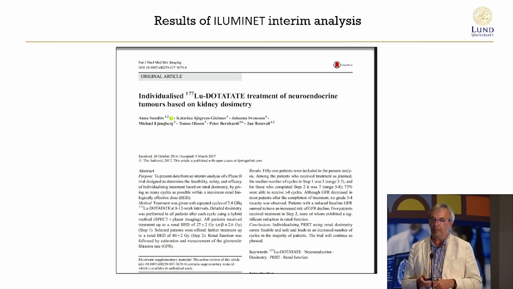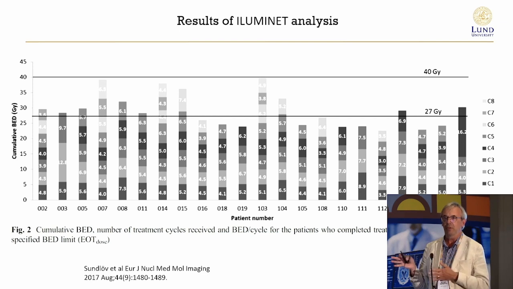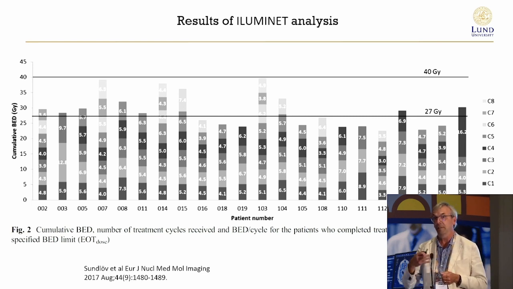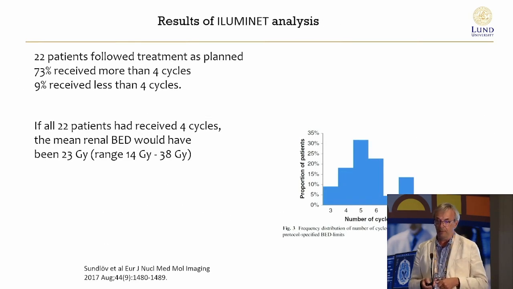So this is published, and I just wanted to show the results, and I will not go into the details, but this shows that a fixed amount, a fixed number of treatments, wasn't enough for most patients. Some patients had up to 8 before reaching the level. Some patients had only 3 before reaching the level. So this clearly shows that there is a variation between patients, which means that dosimetry is needed to get optimal results.